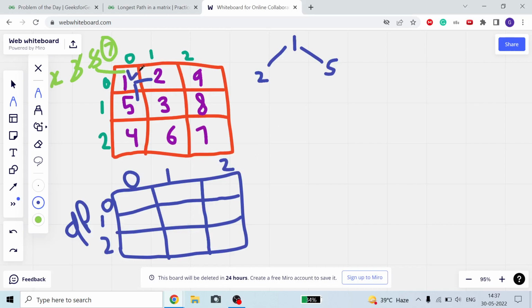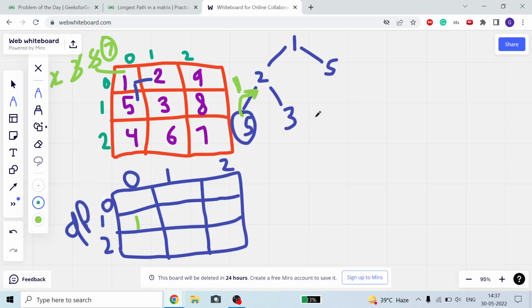Now we are starting from 1. From 1, we can go to 2 and 5. From 2, we can go to 3 and 9, because the upper level does not exist, so we cannot go to 1. Now we can go to 5 and we can go to 3. From 5, we cannot go to 3, we cannot go to 4, we cannot go to 1, and other elements do not exist. So from 5 we have completed, and the maximum length from 5 is 1. Why 1? Because 5 is the only element we can visit from 5. So we return 1 from here: from 5 we get a path of maximum length 1.